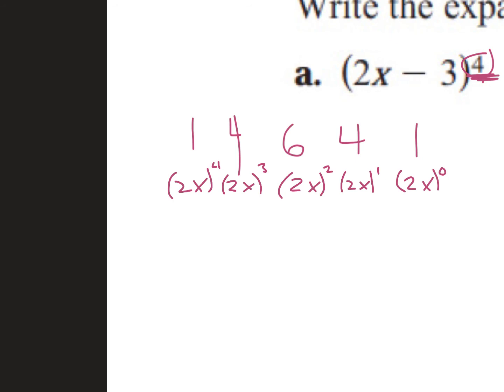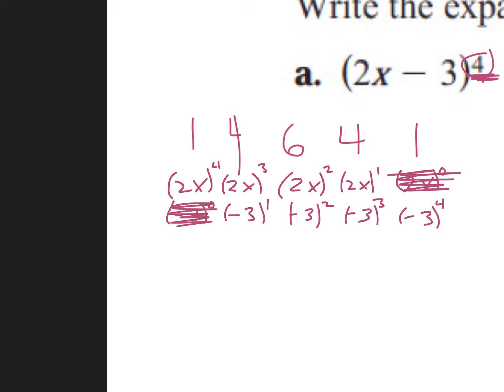What's our second term? Negative 3. So negative 3 all the way to the right is going to have the 4th power, and then we descend going left. So this would be cubed, squared, 1st power, power of 0. I like to cancel out my powers of zero and then just work with my columns.